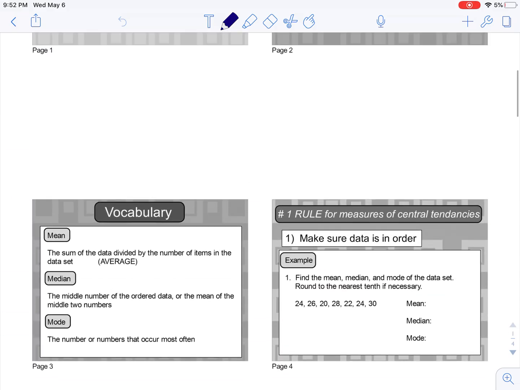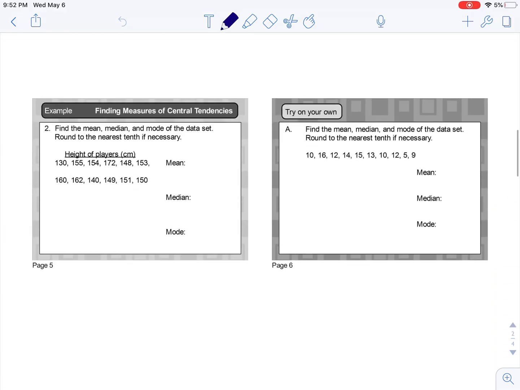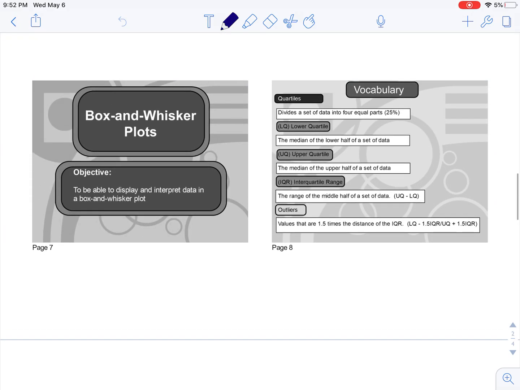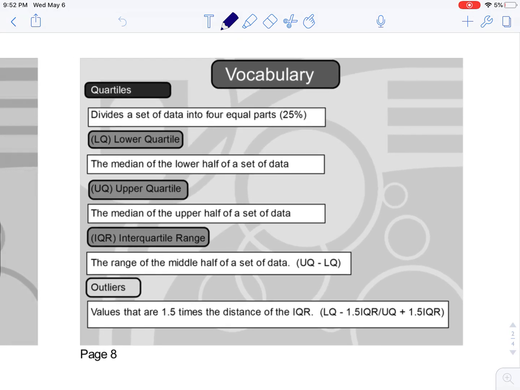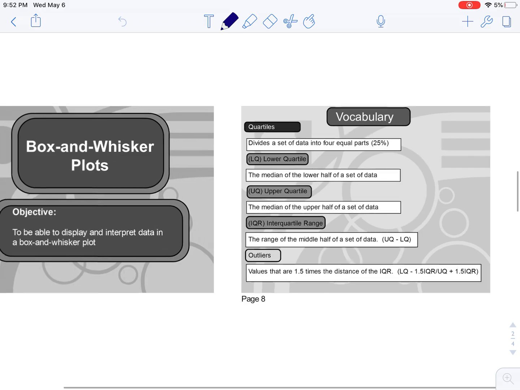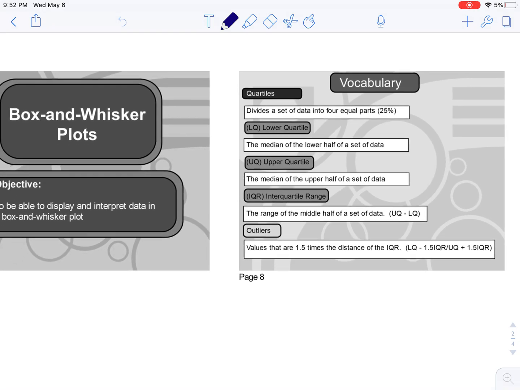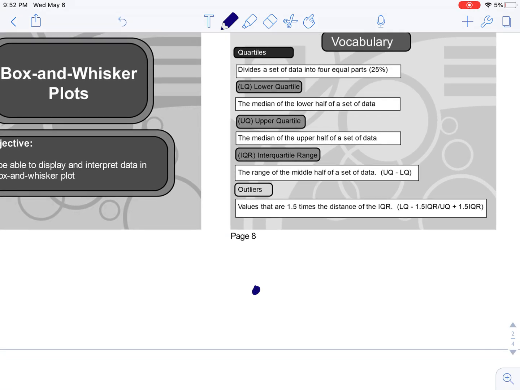If you're taking notes, I skipped some pages, so pay attention to the page numbers down here. I'm going to start here at pages 7 and 8. Box and whisker plots today. Here's what a box and whisker plot looks like.